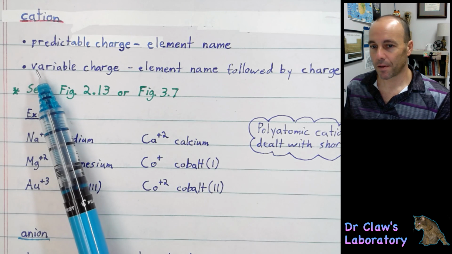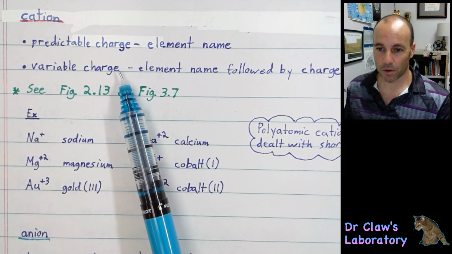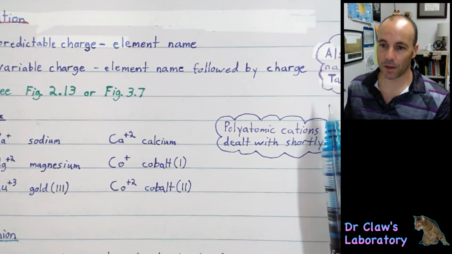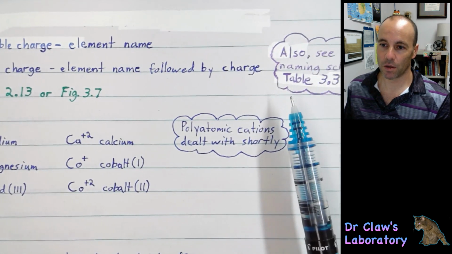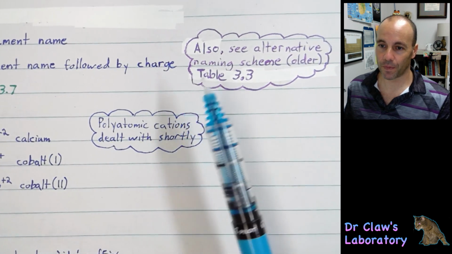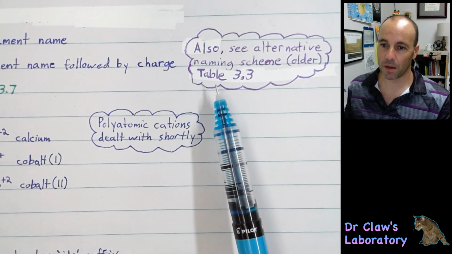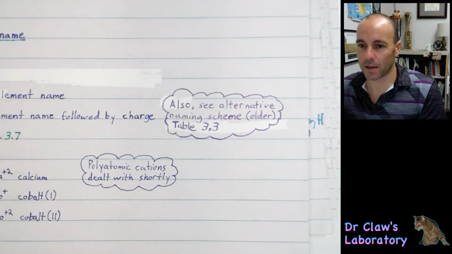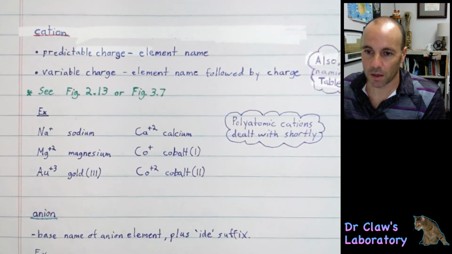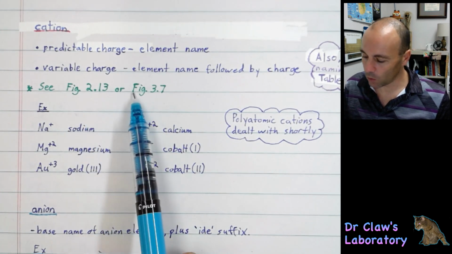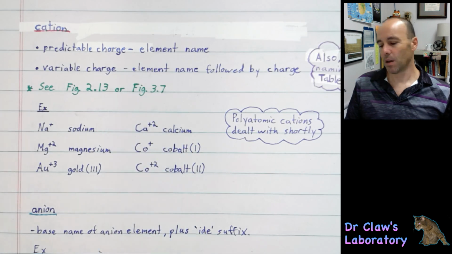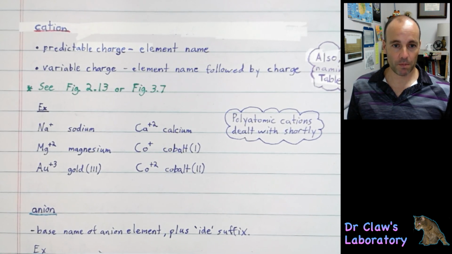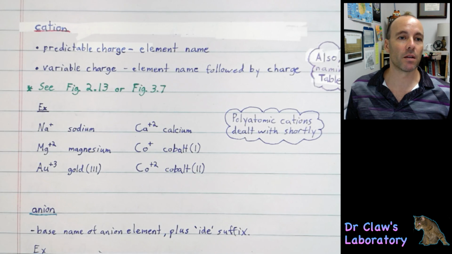The other metals that form variable charge, the way we name those cations is we say the element's name and then we follow that by the charge. So there is an alternate naming scheme for these variable charged ionic metal cations. So let's take a look at the textbook figure 2.13 or figure 3.7. Either of these two figures show us the predictable charge formed by many of the metal ions. Let me find this and then I'll point you to it.